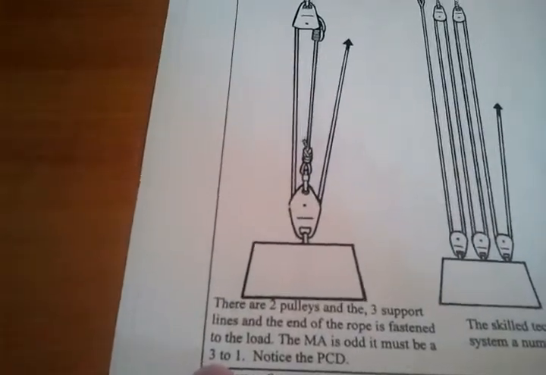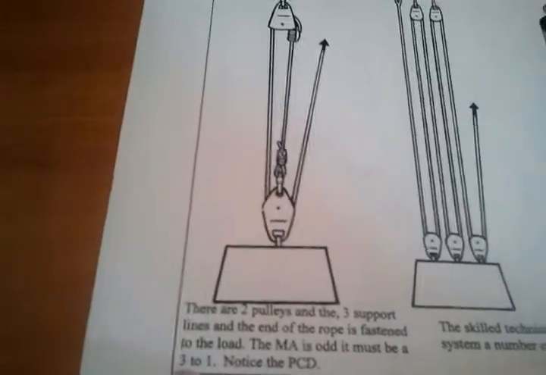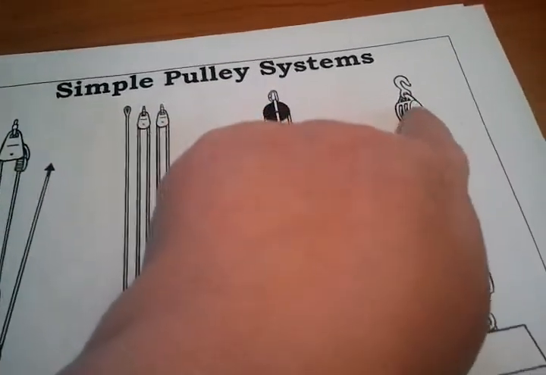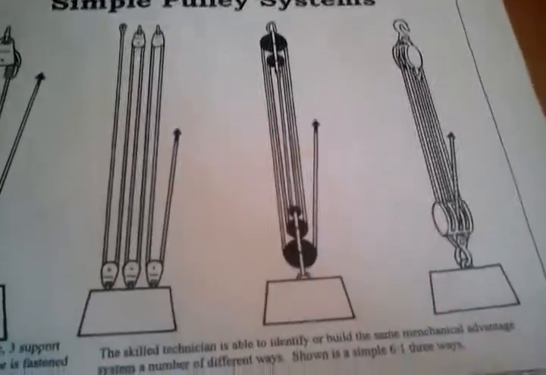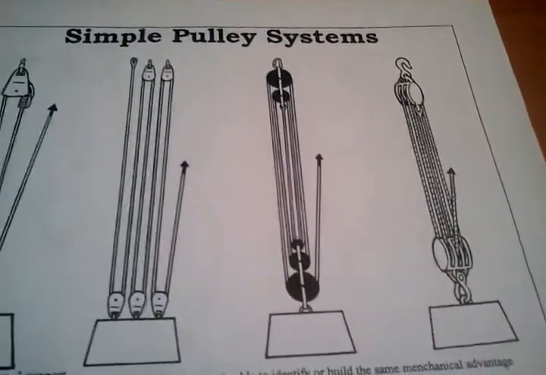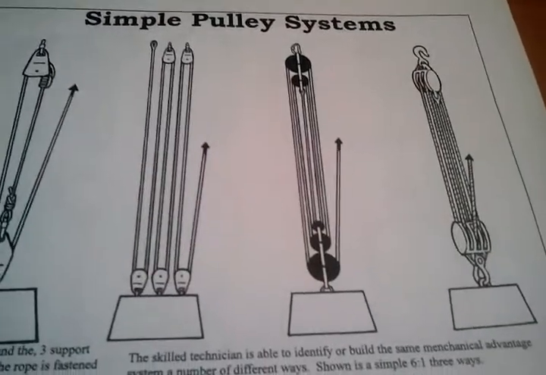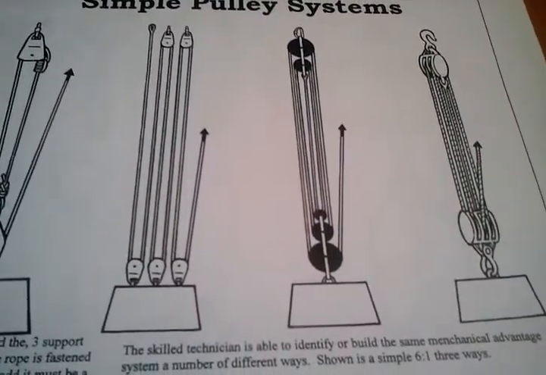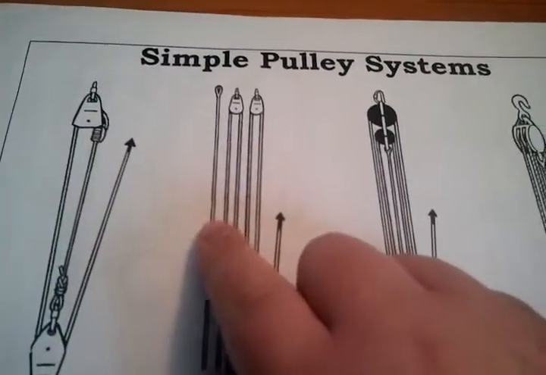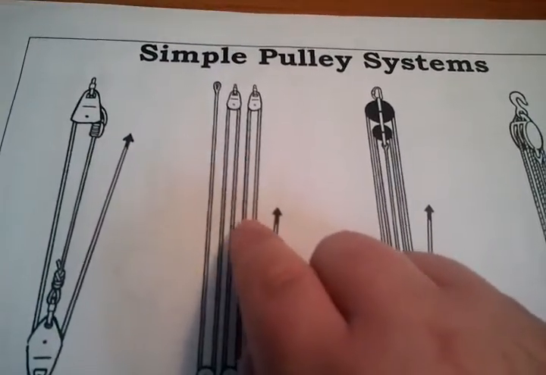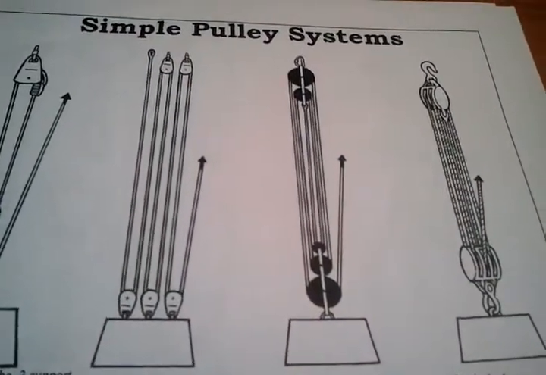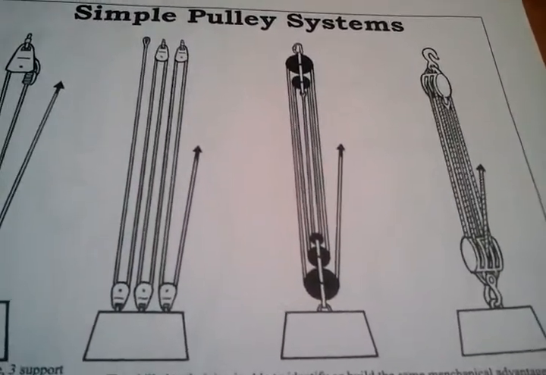If the end of the rope is fastened to the anchor, the mechanical advantage will be even. You'll notice that there are anchors at the top of these 3, and so the mechanical advantage is going to be even. Let's see what even number it will be. If we go by the first way of finding the mechanical advantage, counting the support lines, let's do this one: 1, 2, 3, 4, 5, 6. You have 6 support lines, so our mechanical advantage should be 6 to 1.